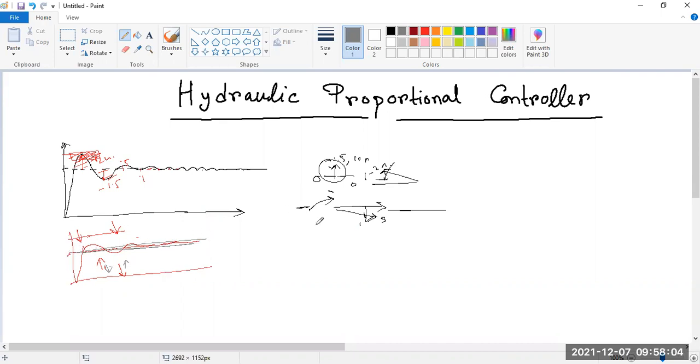Now sometimes the proportional action is so long, so that it will try to reach stability, but only within a few seconds or a few moments. But we need a stable condition.